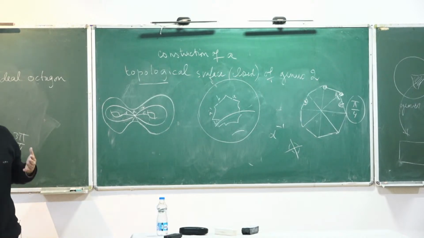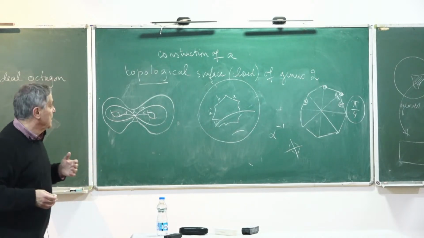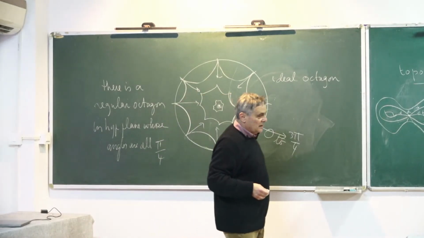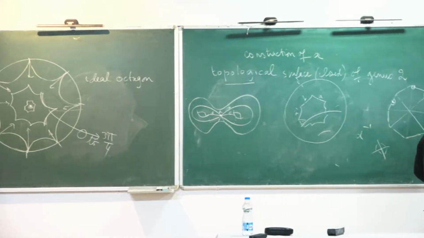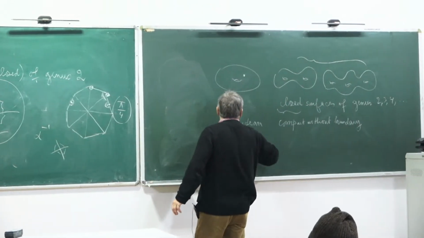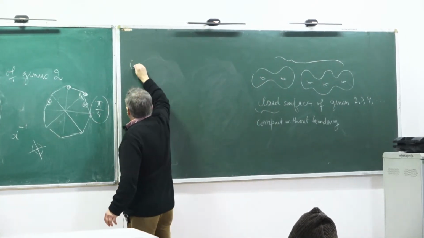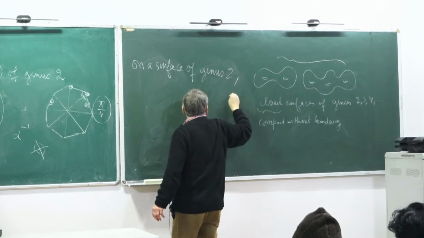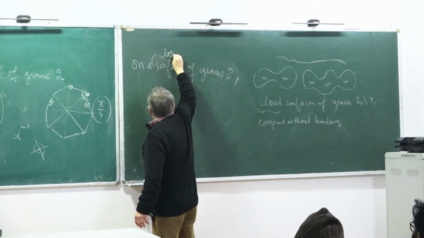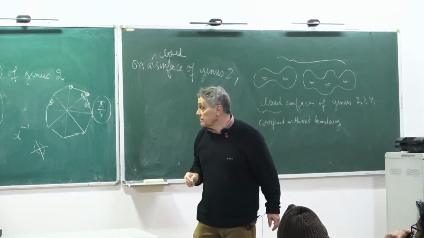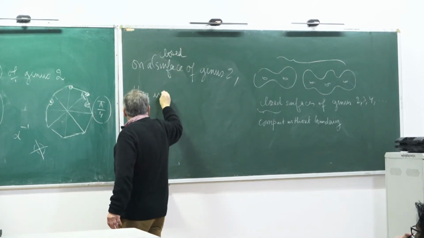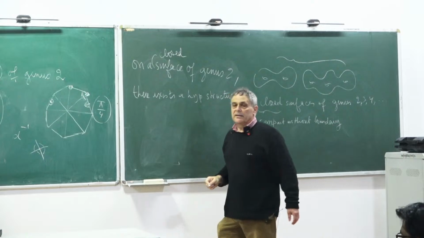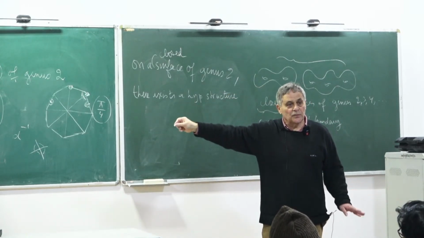But there's some literature on this problem, and people can even produce pictures on the computer. So let me put a statement here. On a closed surface of genus 2, there exists a hyperbolic structure. This is what we said. You have understood the proof.